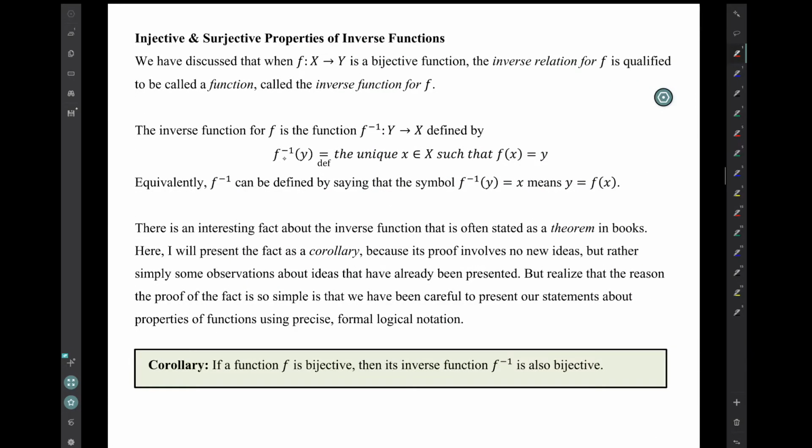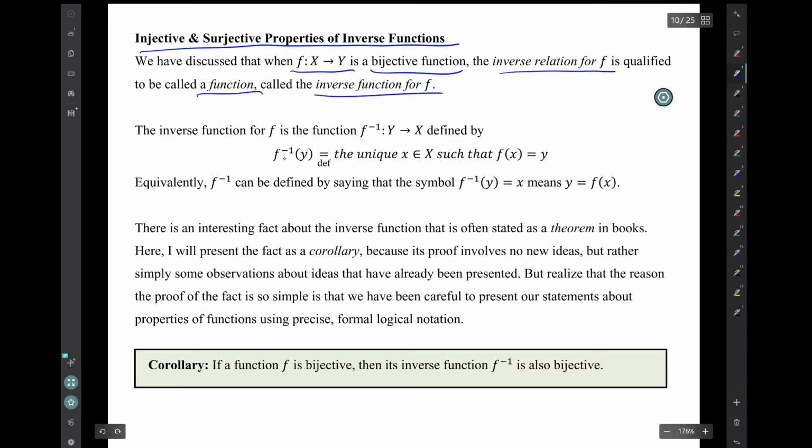Now I want to talk about injective and surjective properties of inverse functions. We've discussed that when f is a bijective function, the inverse relation is qualified to be called a function, called the inverse function. And remember that the inverse function is defined this way. F inverse of y is the unique x such that f of x equals y.